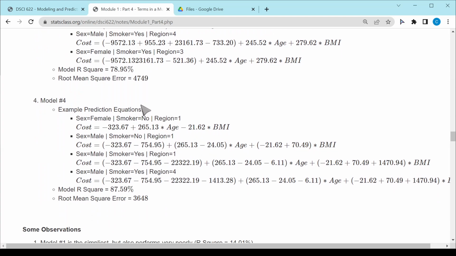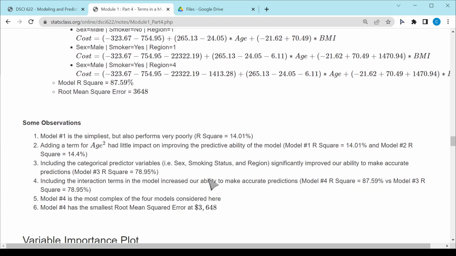There's also some gain in looking at those additional interaction terms. Now, those interaction terms certainly make my model more complex, but I'm getting a gain from that in terms of my ability to make accurate predictions. My R-squared from Model 3 was at 79%. It went up to about 87.5% or so when I looked at Model 4. My root mean square error went from 4,700 down to 3,650 or so. So Model 4 is certainly more complex, but again, I'm getting some gains in terms of my ability to make accurate predictions.